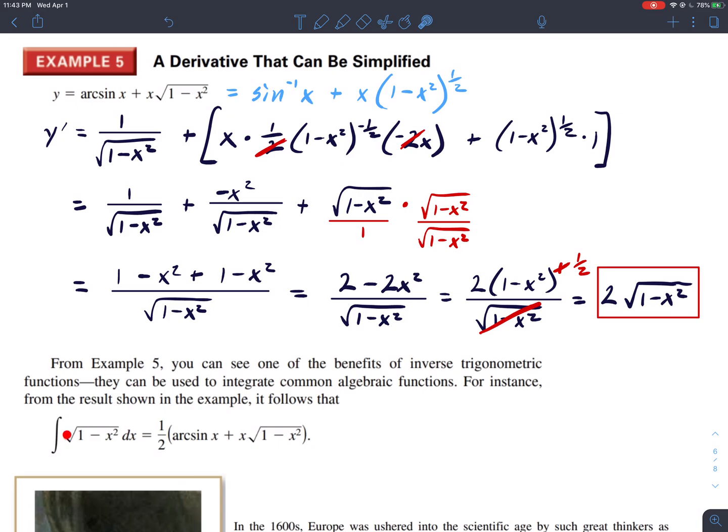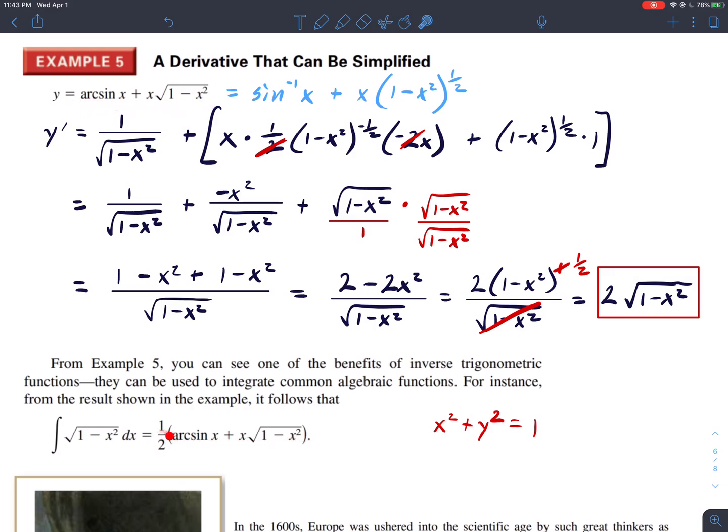What is so common? Square root 1 minus x squared is a circle, right? Algebraic function x squared plus y squared equals 1. It's the unit circle. And what we've just done is we have shown that the integral of this, if you were to solve this for y, the integral of the top half of that circle, basically, is 1/2 all this mess.